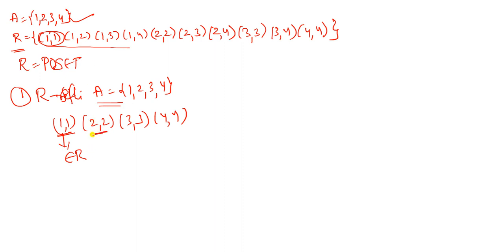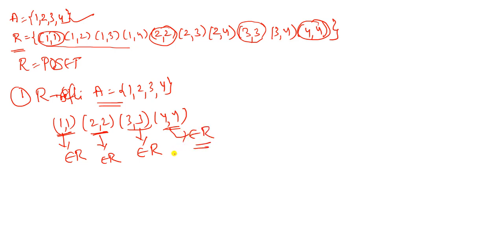Yes, 2 comma 2 is also there. That means 2 comma 2 belongs to R. Then 3 comma 3 is also there in the relation. That means 3 comma 3 also belongs to R. And 4 comma 4 is also there. So 4 comma 4 belongs to R.